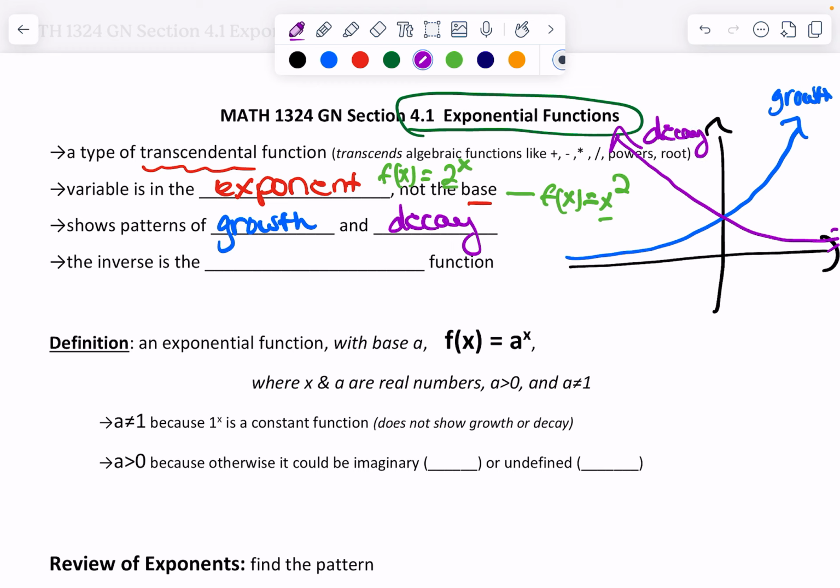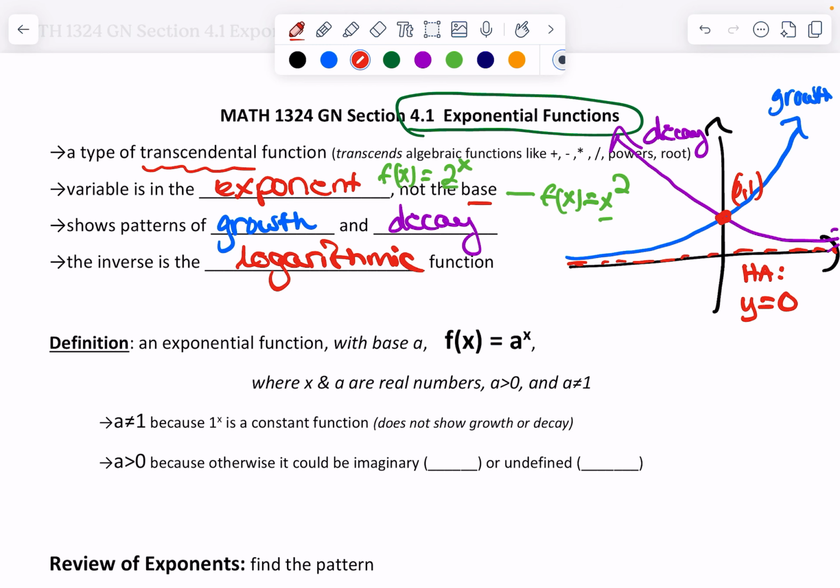Now, notice that they do have the same y-intercept, which is (0, 1). And then there is a horizontal asymptote y equals 0. Now, the inverse of an exponential function is a logarithmic function, and we'll look at those in a little bit. Or I think it's the next lesson that we'll be doing, where we'll look at the log functions.